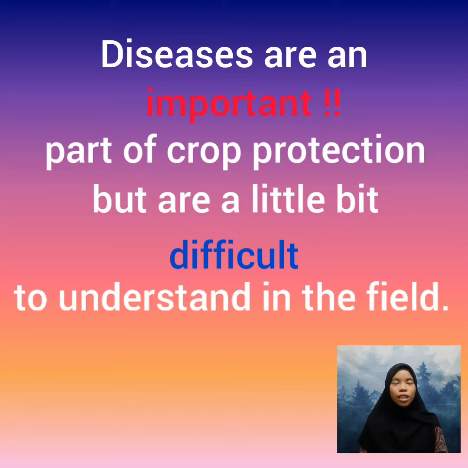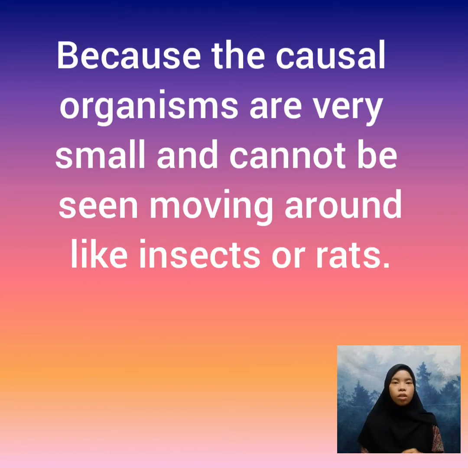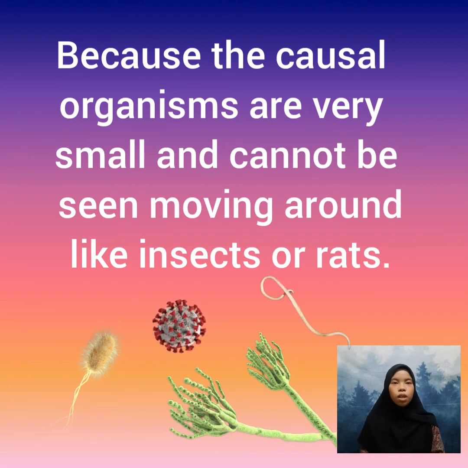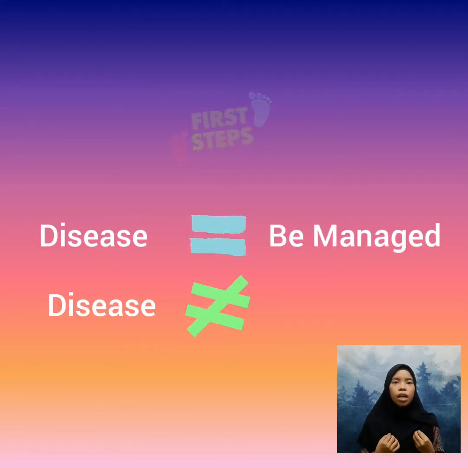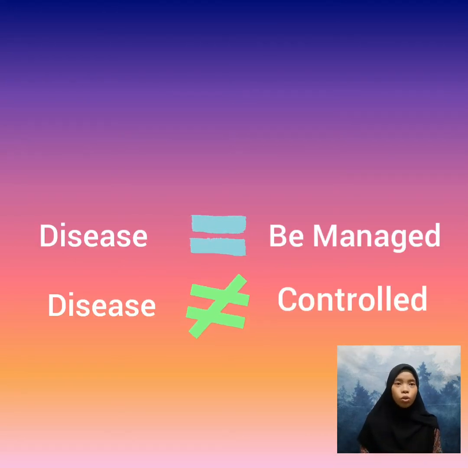Diseases are an important part of crop protection, but it's a little bit difficult to understand in the field. This is partly because the causal organisms, such as bacteria, fungi, viruses and nematodes, are very small and cannot be seen moving around like insects or rats. The most important first step in thinking about diseases is to realize that diseases must be managed, not controlled.